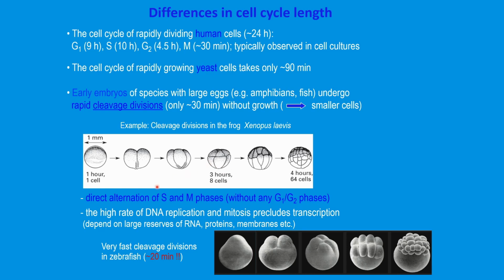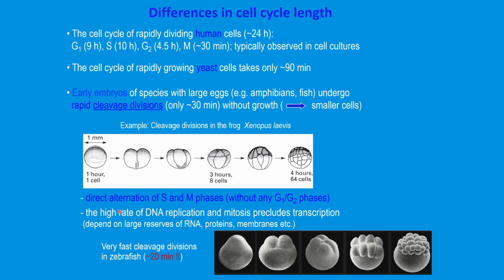So they go really rapidly. So there's a high rate of DNA replication, and together with the constantly entering into mitosis, this precludes transcription. So because the cells are dividing so fast, they will not have time for transcription.